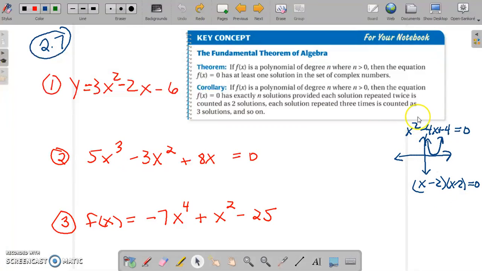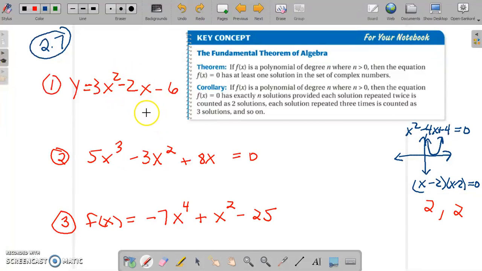So you can look at the degree of a polynomial and know how many complex solutions it has, as long as you count repeated solutions multiple times. If we factor this, we get x minus 2 times x minus 2 equals 0. So we have 2 numbers here, 2 and 2. They're the same number, so it's only touching the x-axis in one spot. But if we count those as 2, we can use this corollary to tell how many solutions we have.